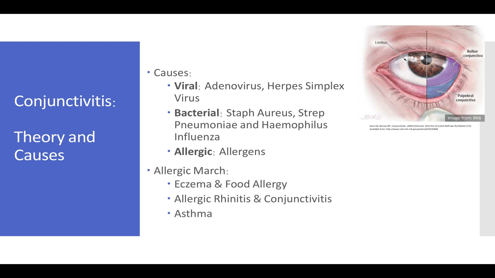Allergic causes are generally due to a particular allergen, for example, pollen or house dust mite, just to name a few. In pediatrics, conjunctivitis is often a common feature of the well-known allergic march phenomenon. This refers to the natural history of atopic manifestations in children. During infancy, babies can present with eczema or specific food allergies. This can later progress to allergic rhinitis and conjunctivitis, and eventually into asthma in the preschool years.